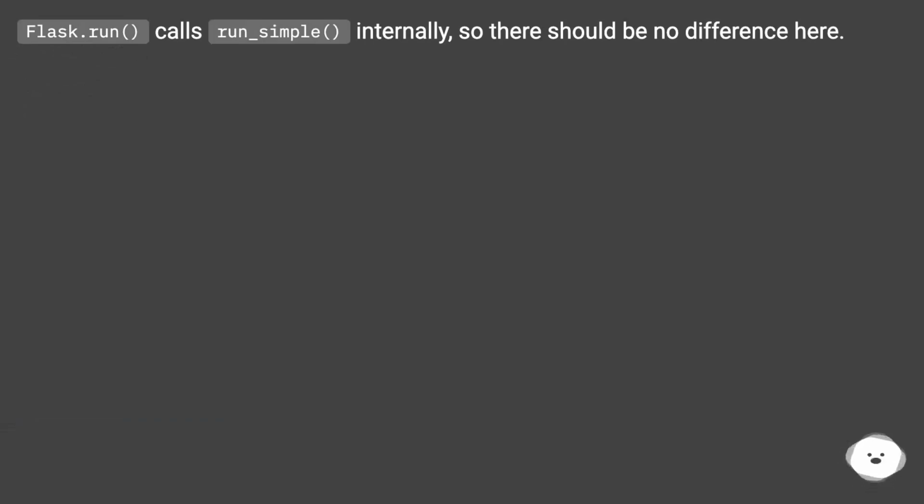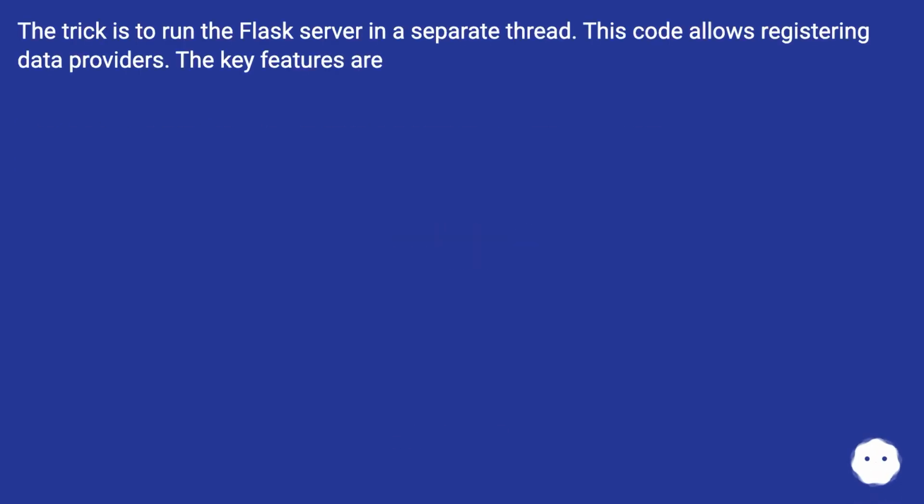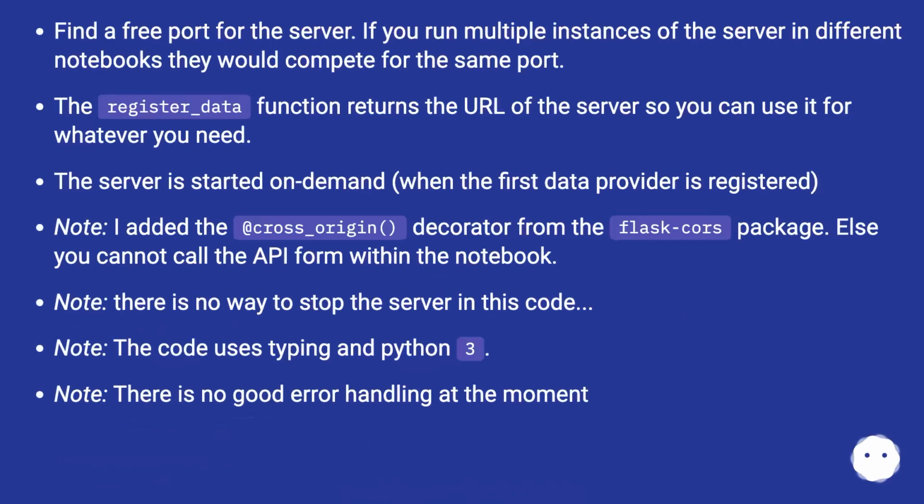Flask.run calls run_simple internally, so there should be no difference here. The trick is to run the Flask server in a separate thread. This code allows registering data providers. The key features are: find a free port for the server. If you run multiple instances of the server in different notebooks, they would compete for the same port. The register_data function returns the URL of the server, so you can use it for whatever you need.